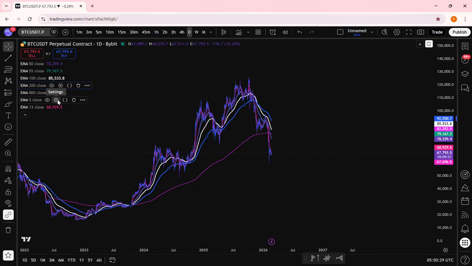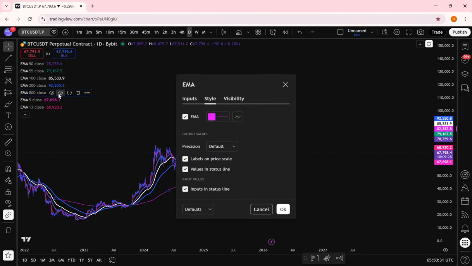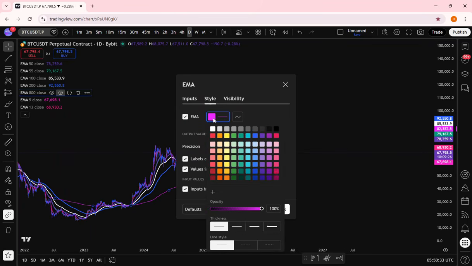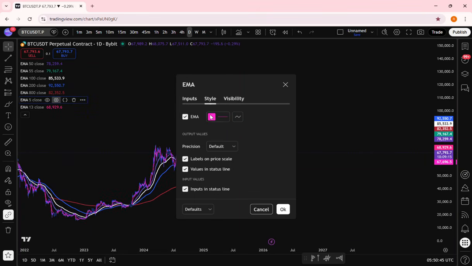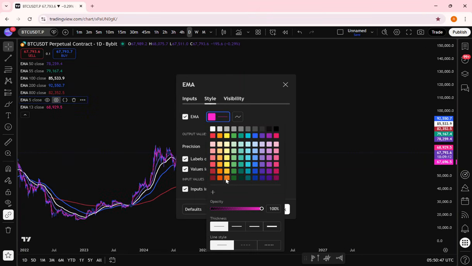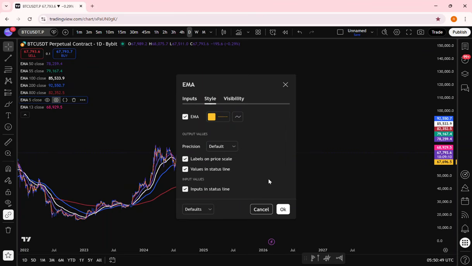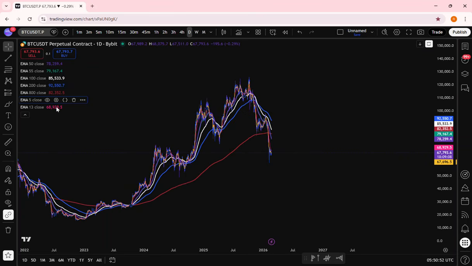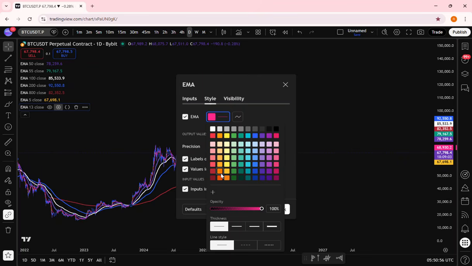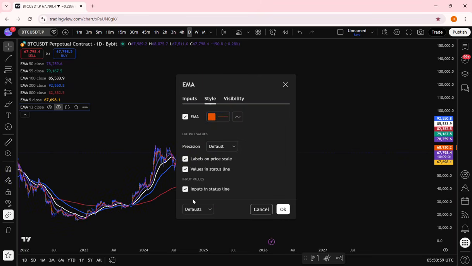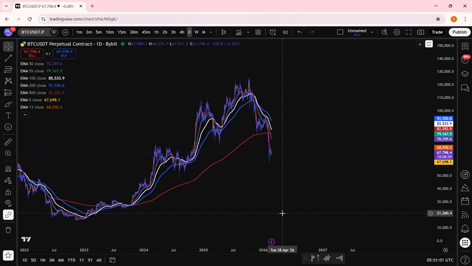And the 800, we're going to change that to more of a red color. Let's make that thick. And the 5 and the 13 are going to be quite simple. We'll change those to yellow for the 5. And the 13, we're going to change that to orange. I think I'm happy with those colors.